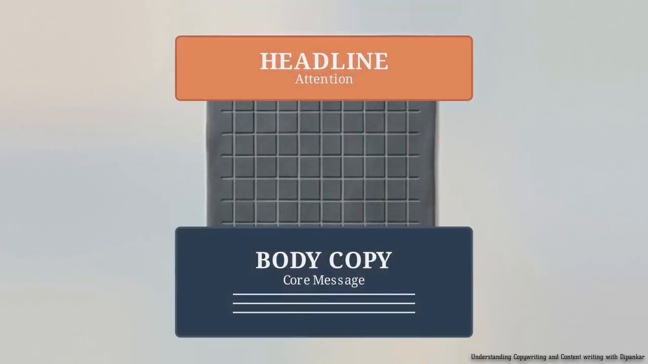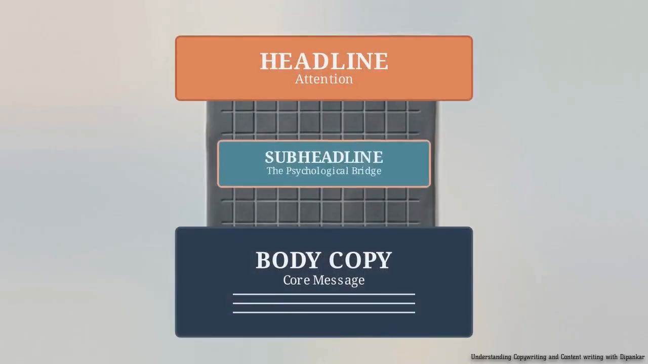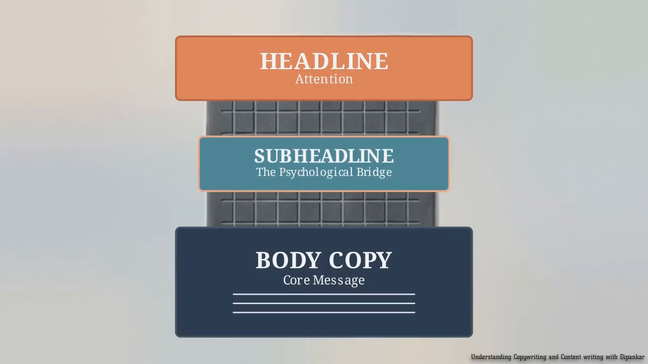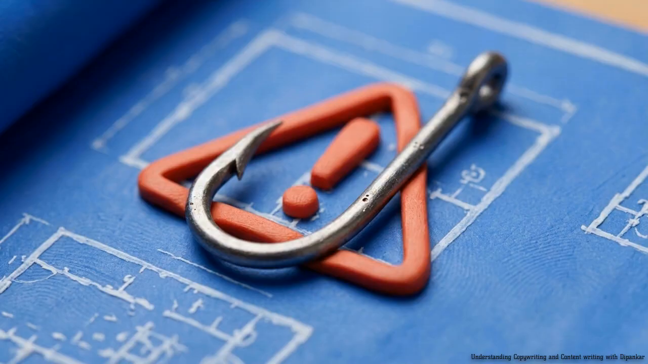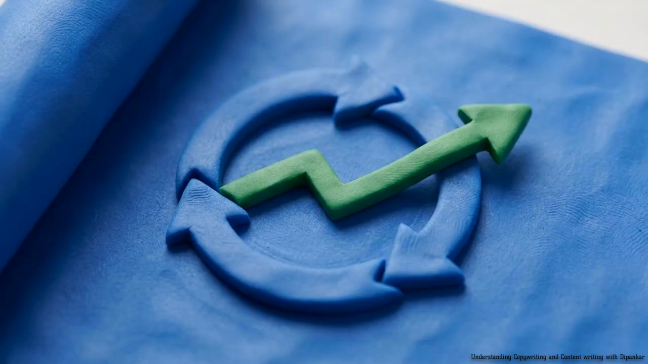Once you have their attention, the subheadline acts as a psychological bridge. It expands on the headline's promise just enough to keep the reader engaged as they transition into the core message. That brings us to step 4, drafting the body copy. This section requires a strict 3-part layout to systematically build a persuasive case. You open with a lead paragraph that hooks the reader and validates their specific pain point. At the end, you close with a summary paragraph that recaps the core value and builds momentum.